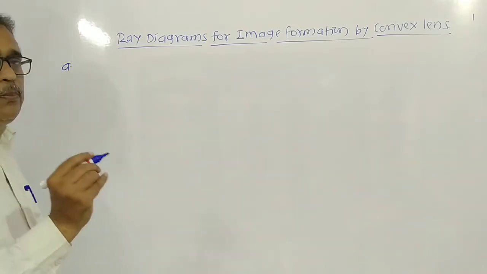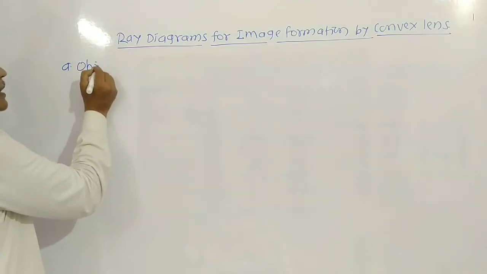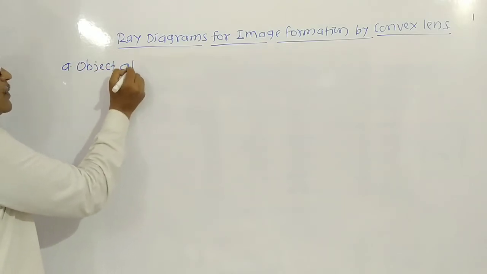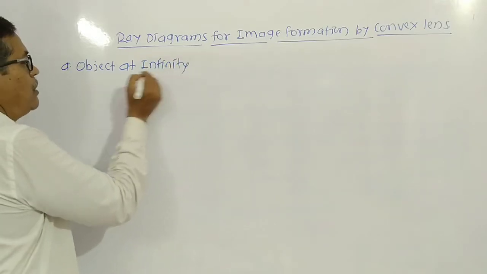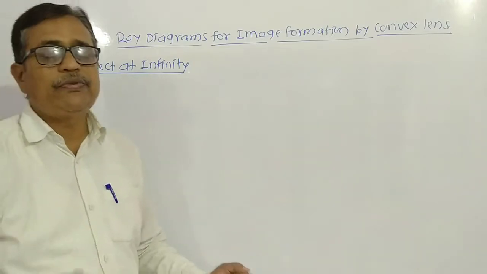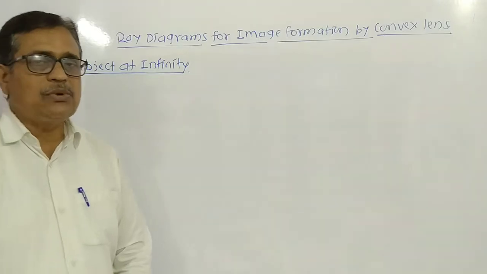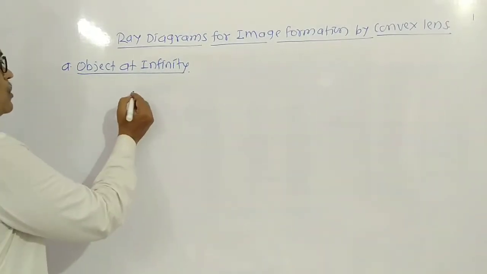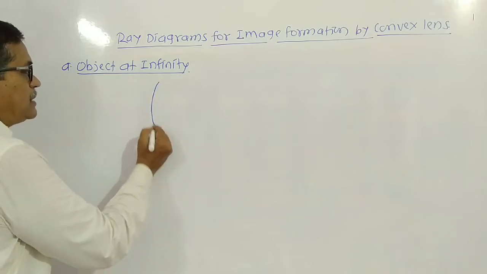You are given the position of the object at infinity. Object at infinity means the object is far away from the principal axis; that is called infinity. We can draw the diagram here, that is a convex lens.